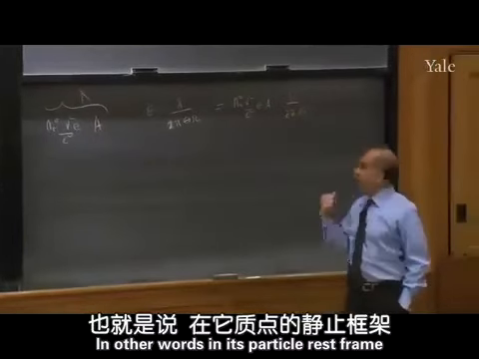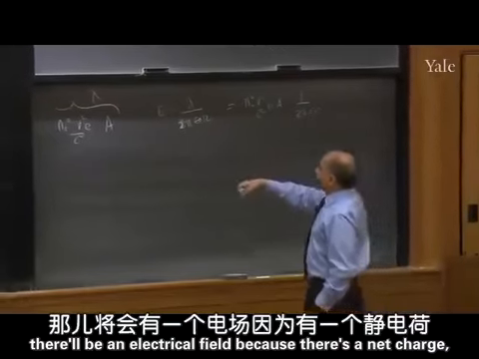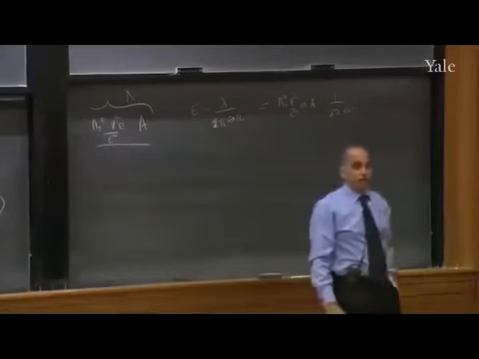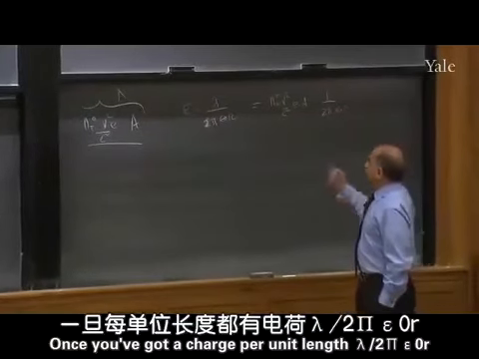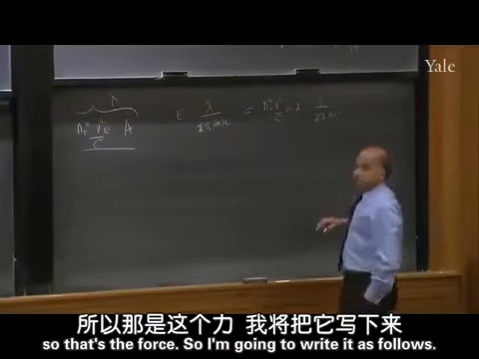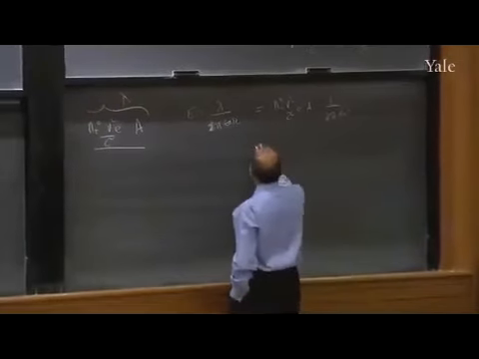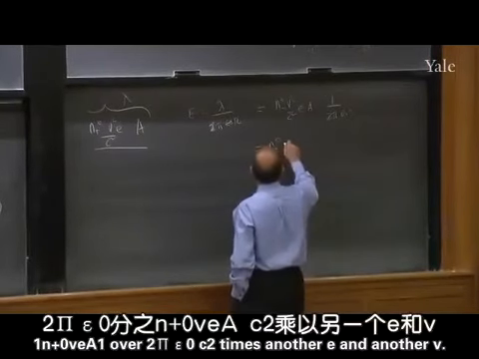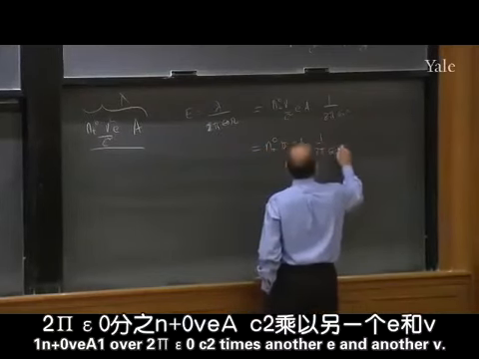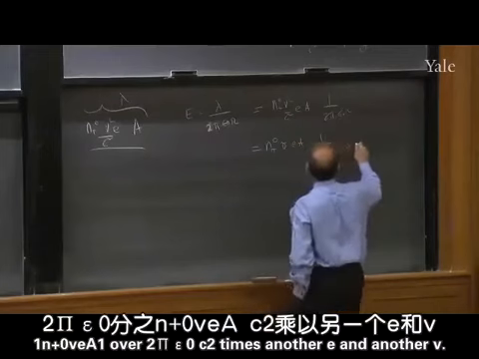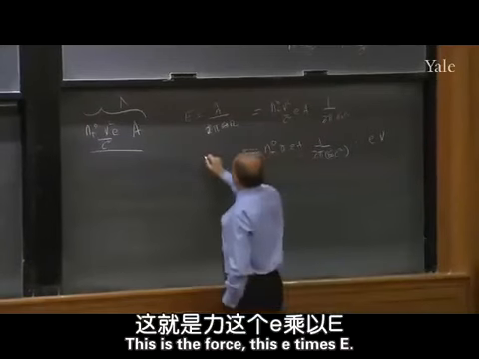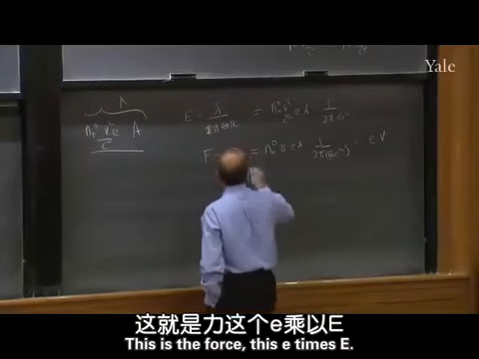In other words, in the particle rest frame, there will be an electric field because there's a net negative charge of that strength on the wire. Once you have a charge per unit length, lambda over 2 pi epsilon 0 r is the field attracting it towards the center. So that's the force. I'm going to write it as follows: n plus 0 v e A times 1 over 2 pi epsilon 0 c squared, times another e and another v. This is the force. It's E times e.